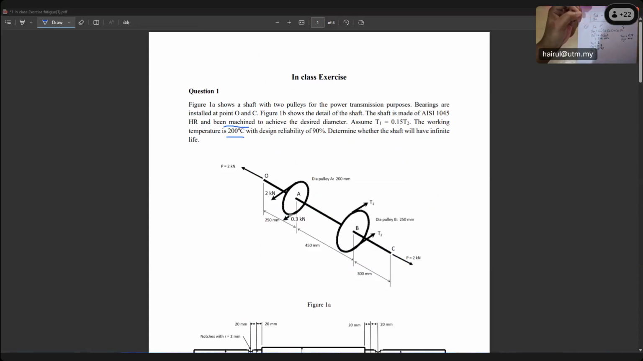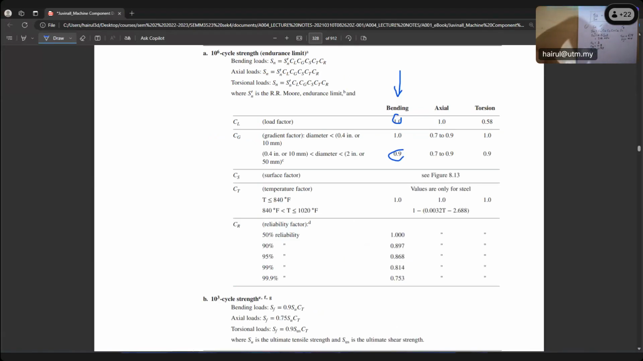What is 200 degrees Celsius in Fahrenheit? Convert Celsius to Fahrenheit. What is it for 200? It is 392 degrees Fahrenheit. Is that higher than 840? No. So the factor is 1. Correct. So CT is 1. Are you watching now? Okay. CT is 1.